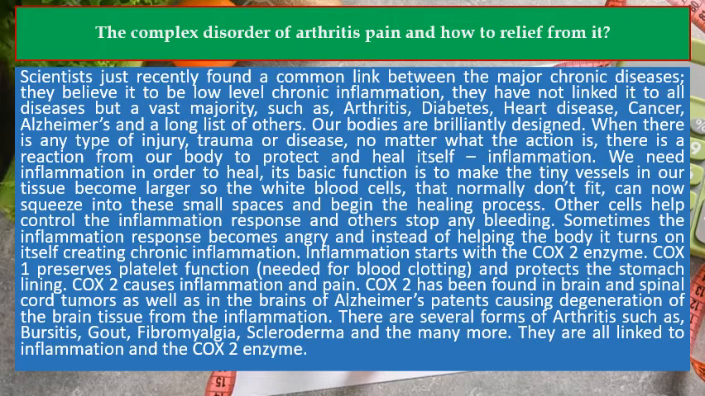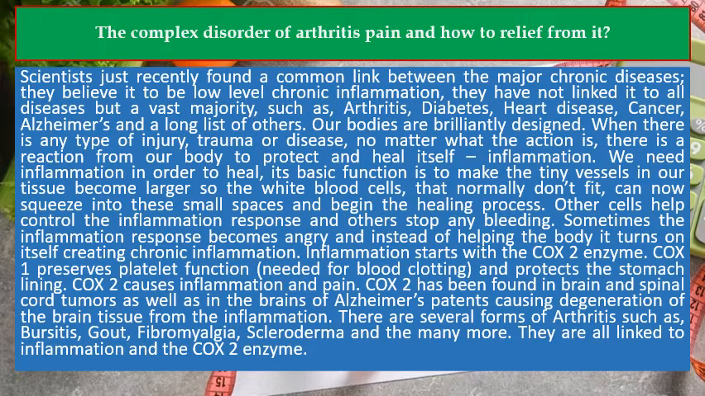Scientists just recently found a common link between the major chronic diseases. They believe it to be low-level chronic inflammation. They have not linked it to all diseases but a vast majority, such as arthritis, diabetes, heart disease, cancer, Alzheimer's and a long list of others. Our bodies are brilliantly designed. When there is any type of injury, trauma or disease, no matter what the action is, there is a reaction from our body to protect and heal itself: inflammation. We need inflammation in order to heal.